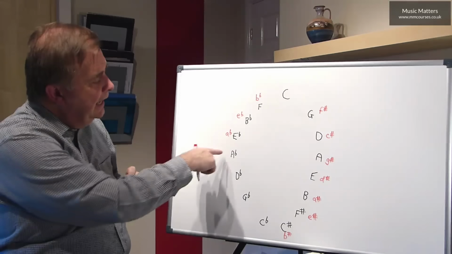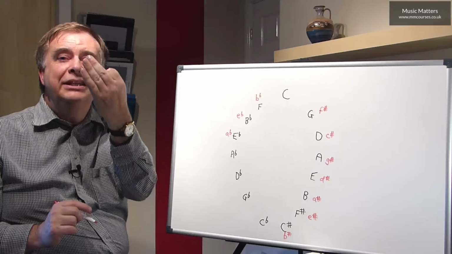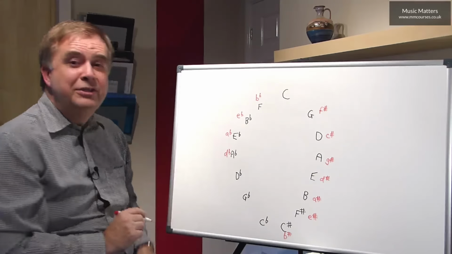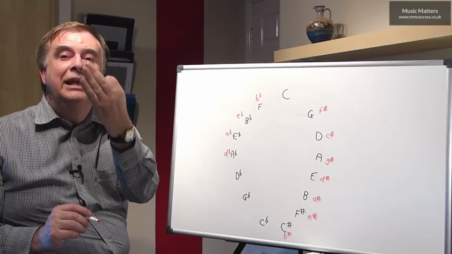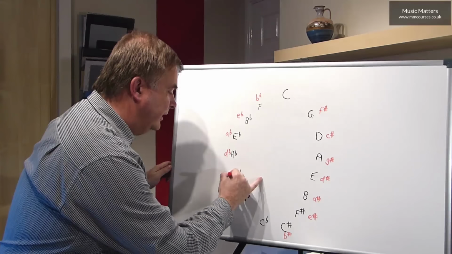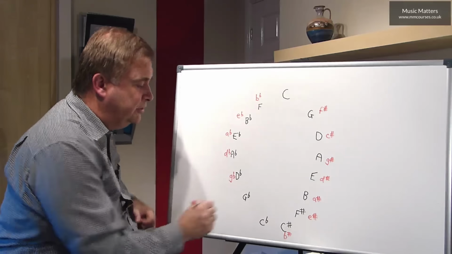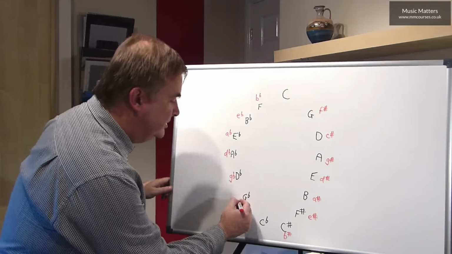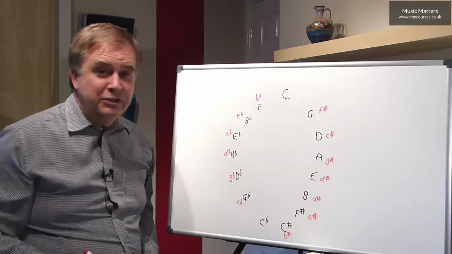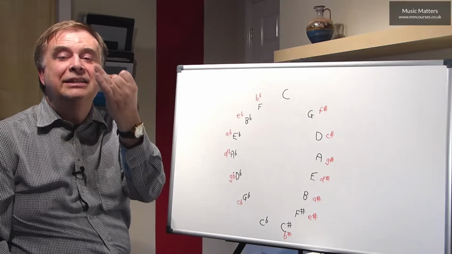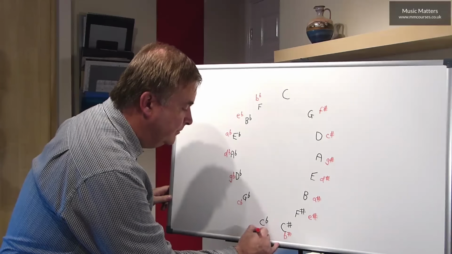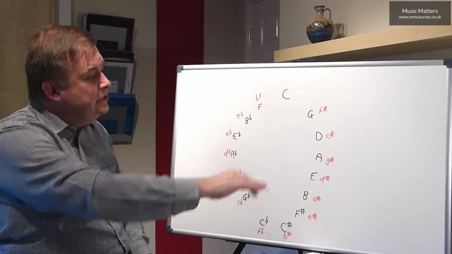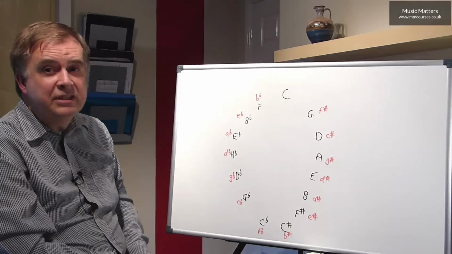The fourth note of A flat major, A, B, C, D. So that's D flat. The fourth note of D flat major, D, E, F, G, G flat. The fourth note of G flat major, G, A, B, C, C flat. And the fourth note of C flat major, C, D, E, F, gives us F flat. So you can now see the key signatures for every single major scale.